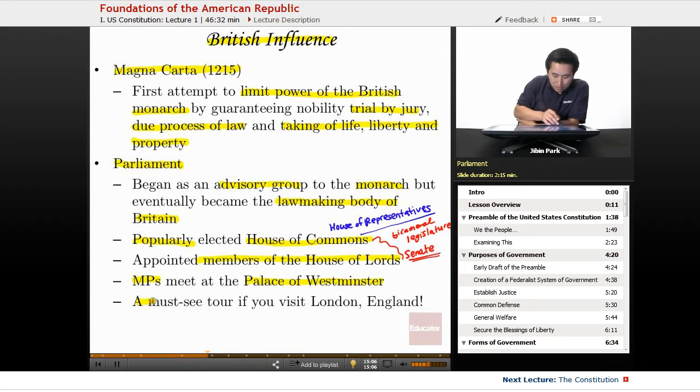And again, to me, it's a must-see tour if you visit London, England. I had the opportunity to recently visit London, and they give you a really extensive tour. If you want a deeper understanding of Parliament, and of American government, it's very helpful to go to where democracy happens in the UK, and you can see where a lot of the policies and procedures were adopted by the American way of doing government.